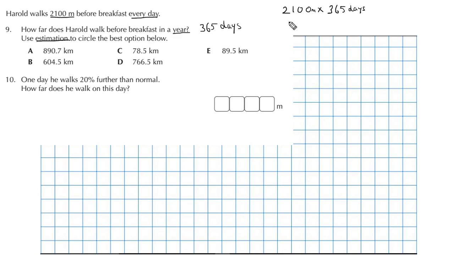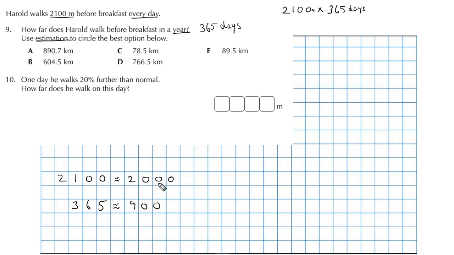Now, let's look at this 2,100 first. What am I going to round that to? I'm going to round that to 2,000. I think that's very, very simple to do. And let's then look at the 365. What am I going to round that to? Well, I'm going to round that up to 400. Okay, so I've now got 2,000 meters and 400 days. And this is a much easier calculation to perform than the 2,100 multiplied by 365.